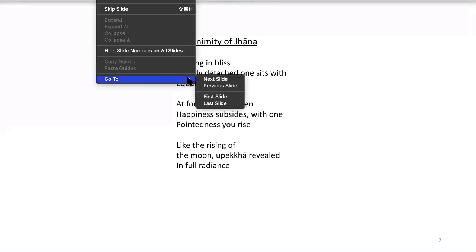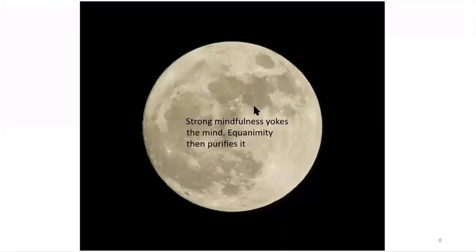And then on to the last one, about purification. Strong mindfulness yokes the mind. Equanimity then purifies it. And I think we've seen something of that in every kind of equanimity that's been looked at in the 10 kinds.